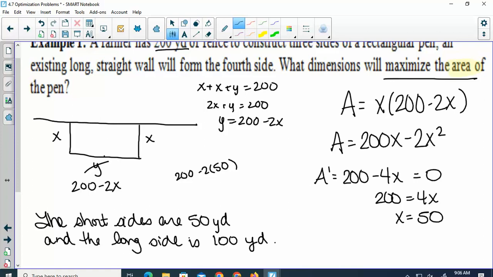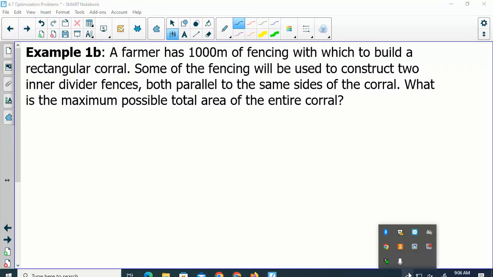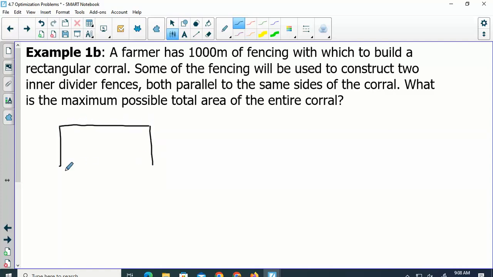I want you guys to read the next one and see if you can set up. I think I included some blank slides in here to give you guys a little more workspace if you need it. 1,000 yards of fence to build a rectangular corral. So we need the full rectangle. Some of the fencing will be used to construct two inner divider fences, both parallel to the same size. Alright, so if I'm labeling, if this is my x, all of these would be x. And these two sides would be my y.